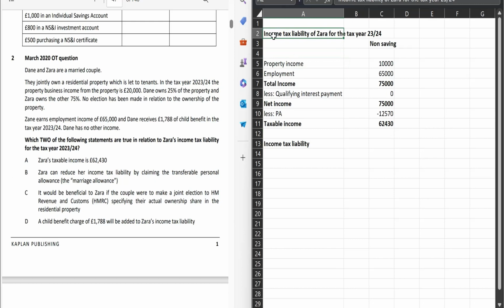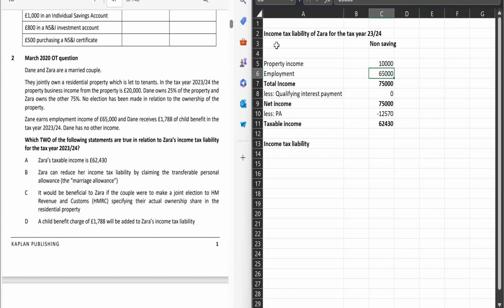I had already calculated the income tax liability of Jada for the tax year 2024. So I took property income. Property income from the property was 20,000, and as they made no election toward the ownership to HMRC, we will assume it's 50-50, despite the actual ownership having been given. So it will be ignored, and I simply took 50% of the 20,000, which is 10,000.